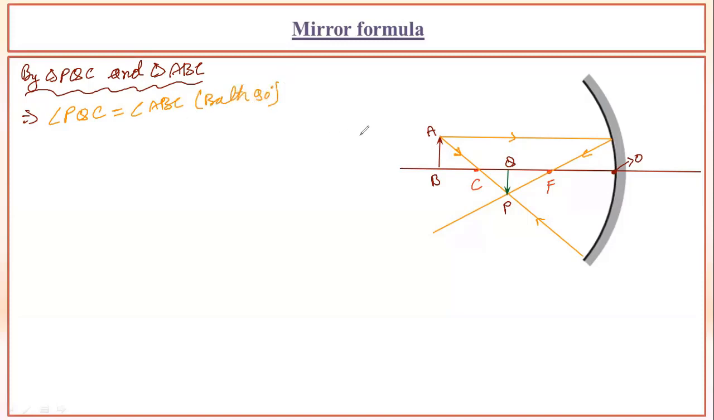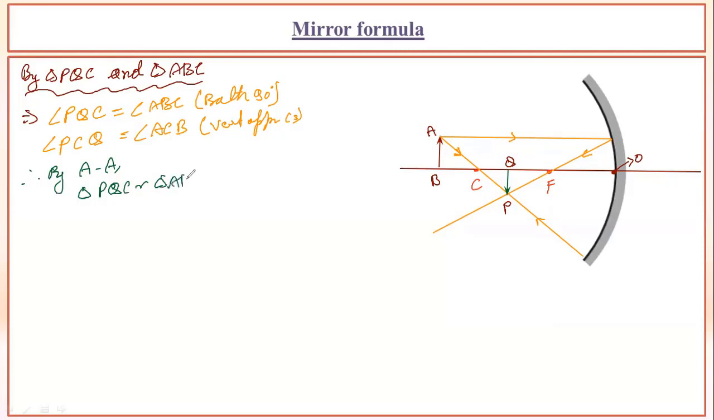So both the angles are of 90 degrees. And the second one, I can say for this thing that angle PCQ is equal to angle ACB. So both the angles are vertically opposite angles. So when these two angles are equal, therefore by AA criteria, we can say that triangle PQC is similar to triangle ABC.